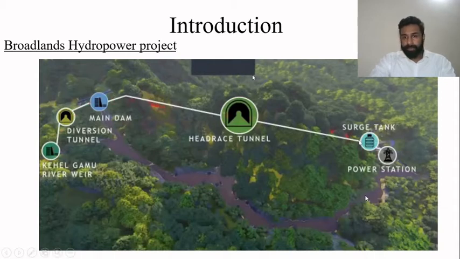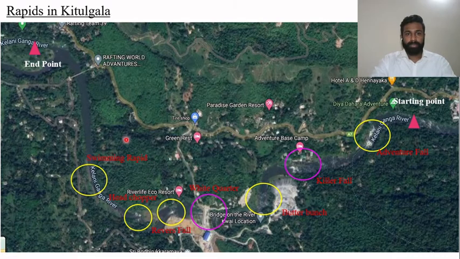Whitewater rafting starts from this point, and it continues downstream of the river. This study is conducted for this area of the river. Here you can see all the rapids that are used to conduct whitewater rafting in the Kithulgala River. These two purple circles show the third degree major rapids.